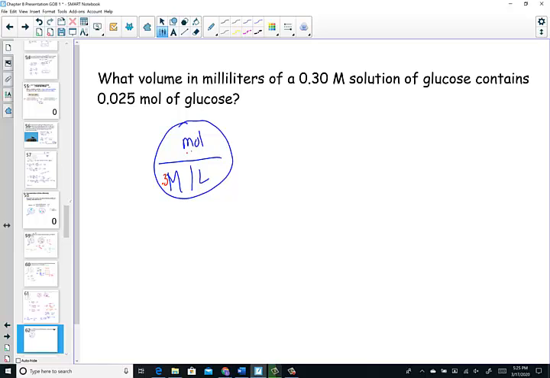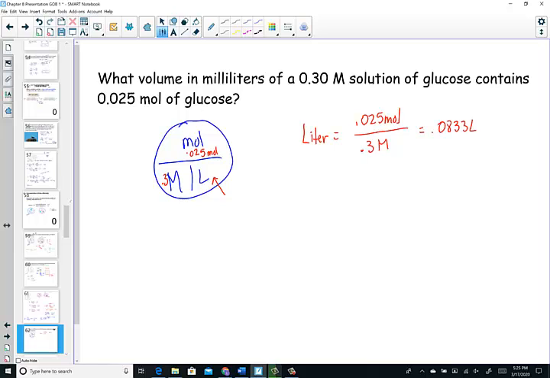We were given 0.025 moles. We want to know liters. So when I think about setting this up, the volume in a liter will be found by taking 0.025 moles and dividing it by the concentration unit of 0.3. So when I hit this, I would say 0.025 divided by 0.3, and this tells me 0.0833 repeating.